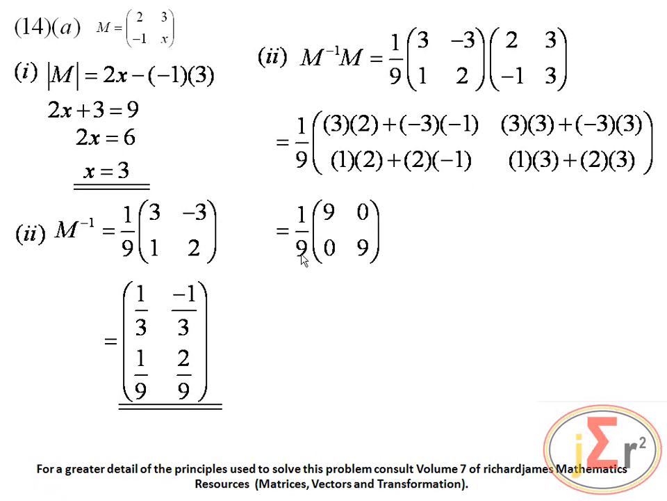And of course we have a 1/9 right there. So we may now take this 1/9 into this matrix, and we will get what? 9 divided by 9 is 1, 0 divided by 9 is 0, and so on. So that is our result.